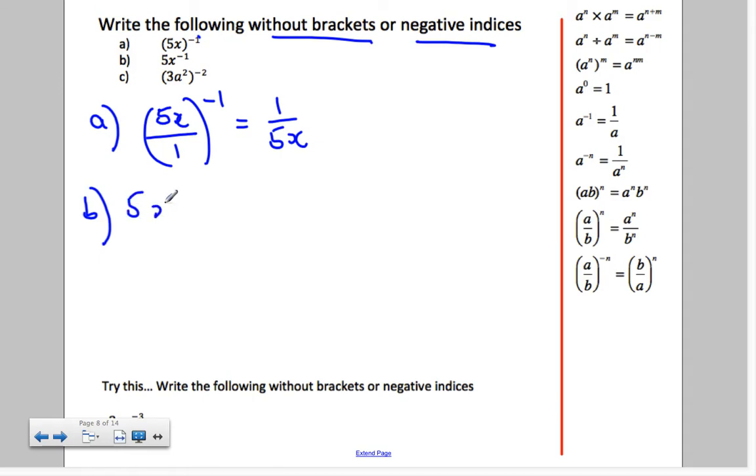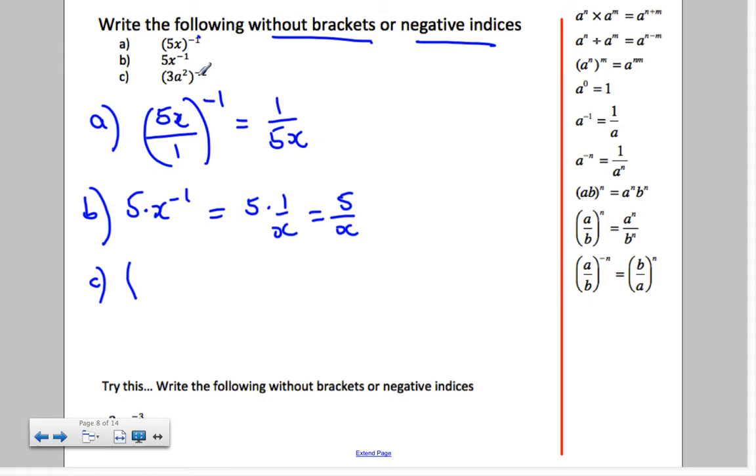This time, that minus 1 only applies to the x, it doesn't apply to the 5. Order of operations tells us we deal with this exponent before we deal with the multiplication. So that's 5 times the reciprocal of x, which is 1 over x. 5 times 1 is 5 over x. And C.